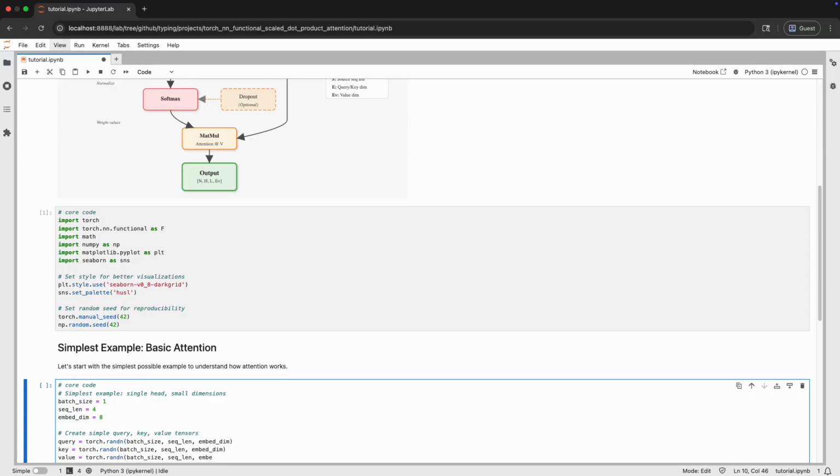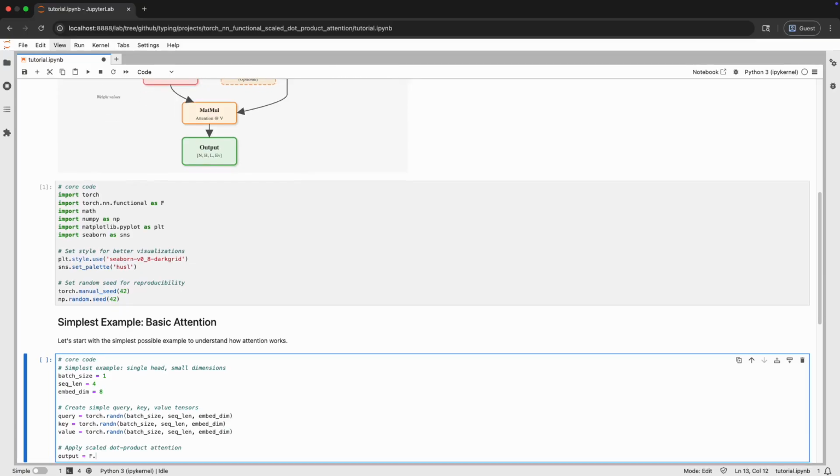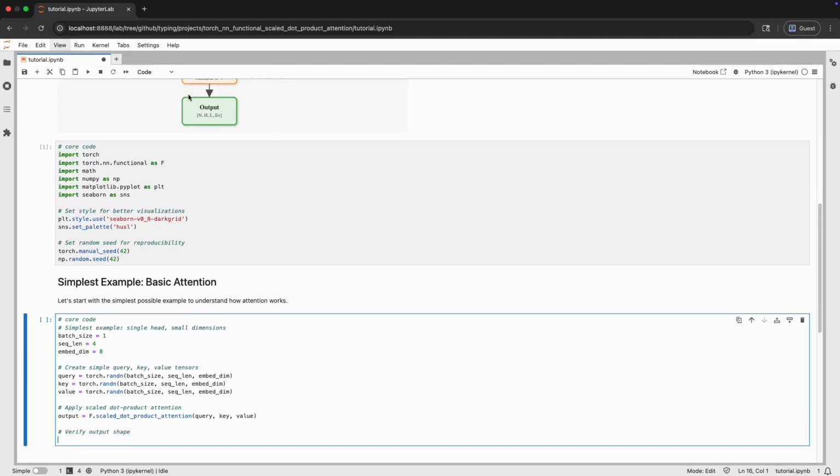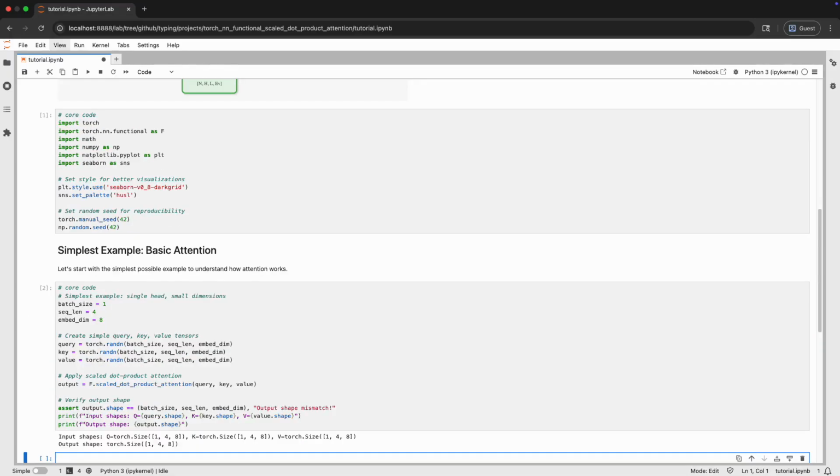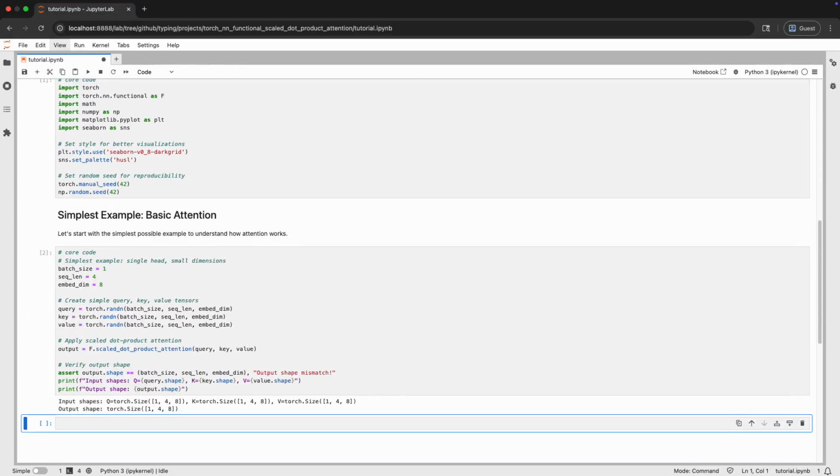Then we apply the scaled dot product attention function. Notice how the output maintains the same shape as our input query tensor. Perfect. We can see that our input shapes for Q, K, and V are all batch size 1, sequence length 4, and embedding dimension 8. The output maintains exactly the same shape, which is what we expect from the attention mechanism.